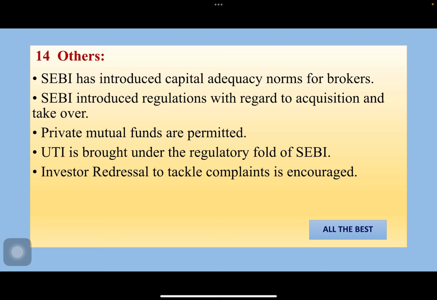And SEBI has introduced capital adequacy norms for brokers. SEBI introduced regulations with regard to acquisition and takeovers. Private mutual funds are permitted. UTI is brought under the regulatory fold of SEBI. Investor redressal to tackle complaints is encouraged.